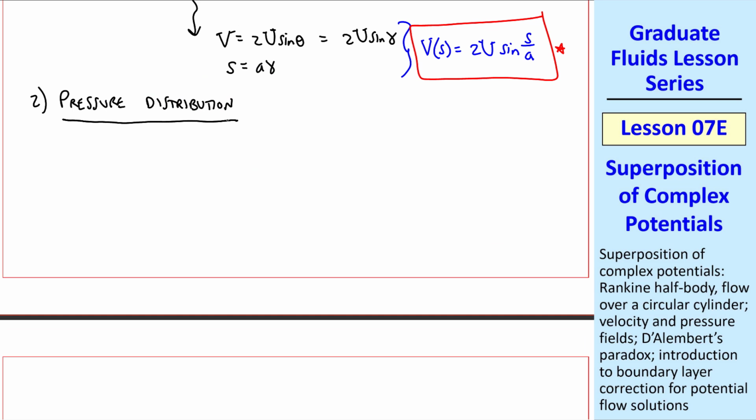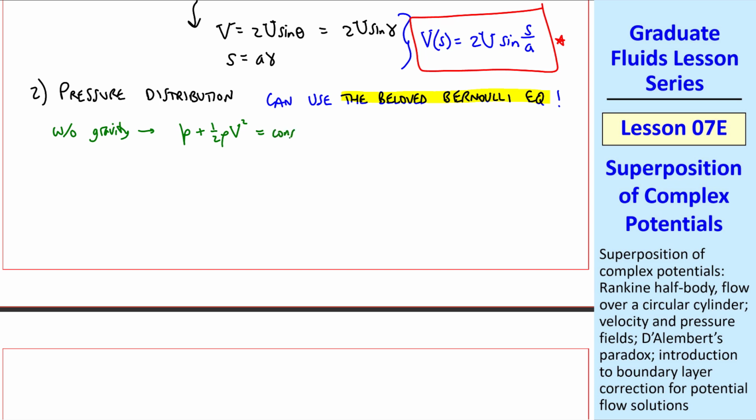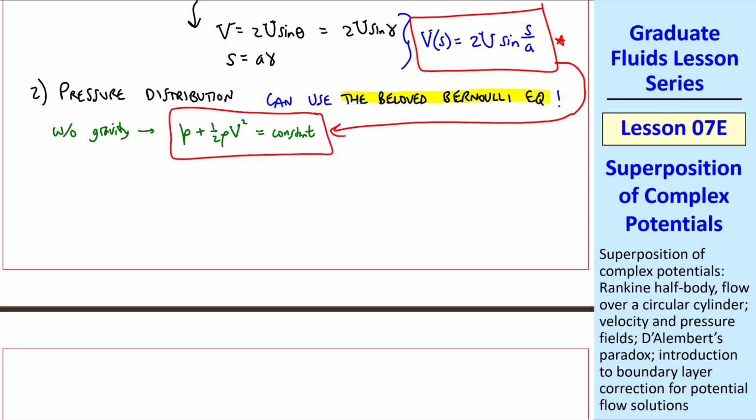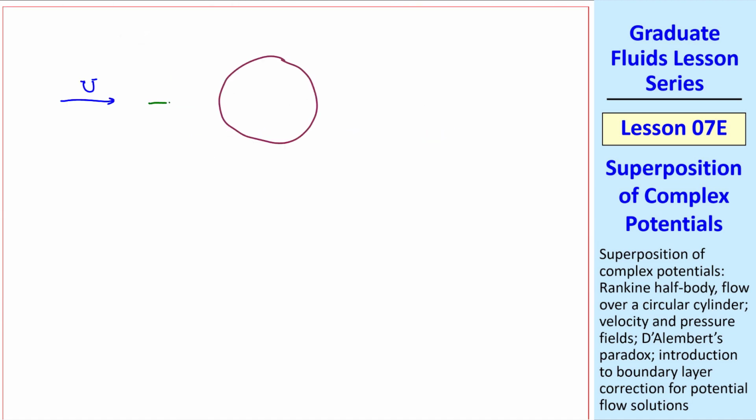Let's also look at the pressure distribution. For these kinds of flows, we can use the beloved Bernoulli equation. Neglecting gravity, P plus 1/2 rho V squared is equal to a constant. Plugging our speed into this equation, we can calculate the pressure along the wall of the cylinder. Without showing all the math, qualitatively, it turns out that the pressure is highest at the stagnation point and lowest at the top, since speed is 0 at the stagnation point and max at the top.